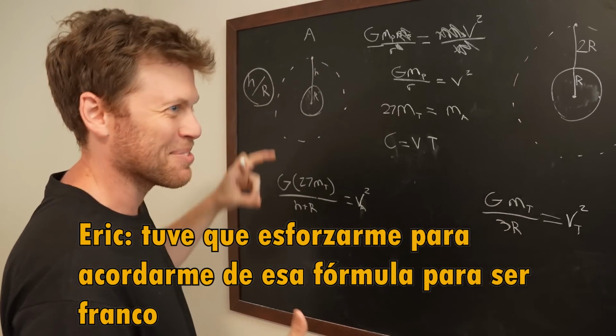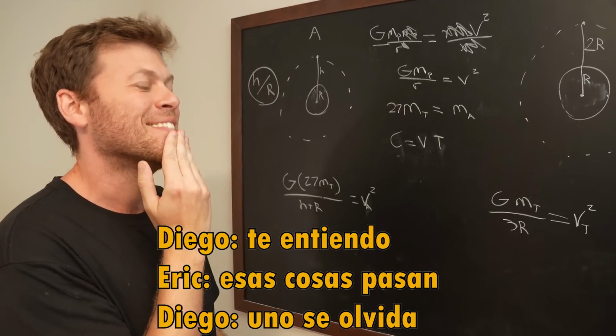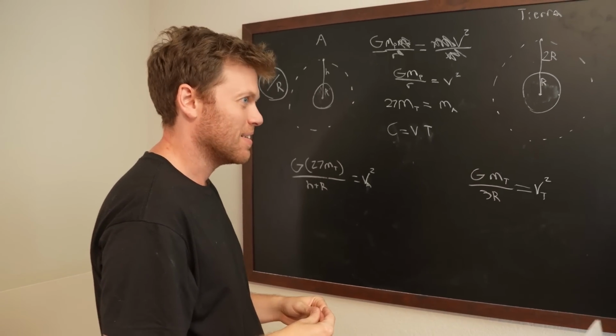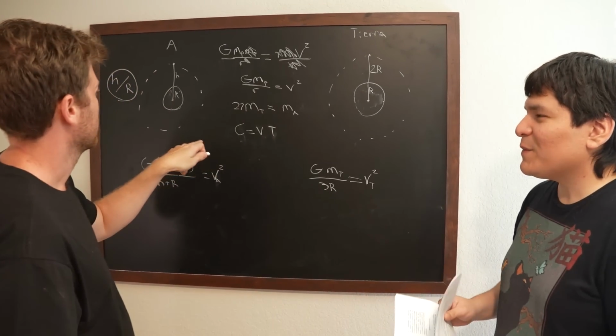So for each of these, circumference will just be 2 pi r. I honestly had to think about it for a second. I understand the feeling. It happens. You forget. La longitud de la circunferencia es una fórmula difícil de acordarse.